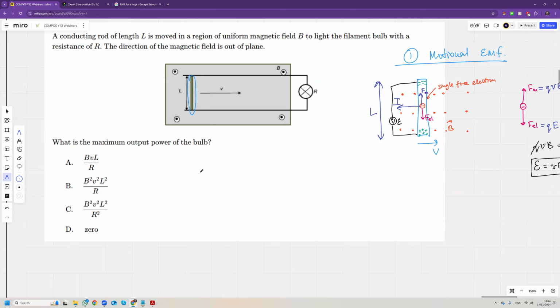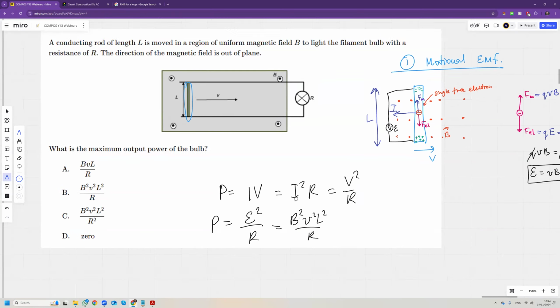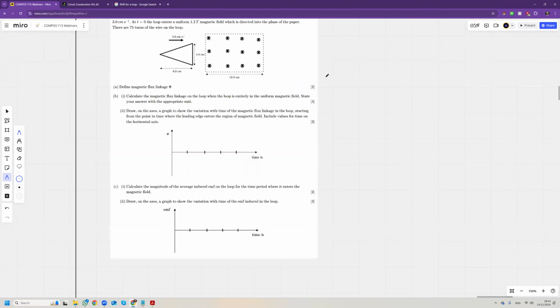Close. It's B. So you have the power. There are three formulas for power: IV, I squared R, and V squared over R. And of course, because you don't know the current, but you know the EMF, you're going to use the third formula. The power is the EMF squared divided by R, and the EMF is BVL, so the power is B squared V squared L squared over R. Excellent.